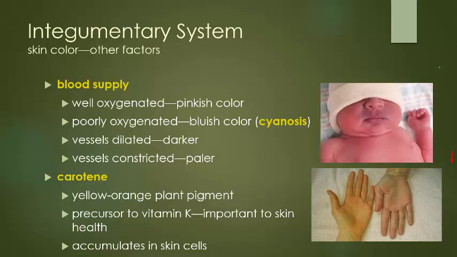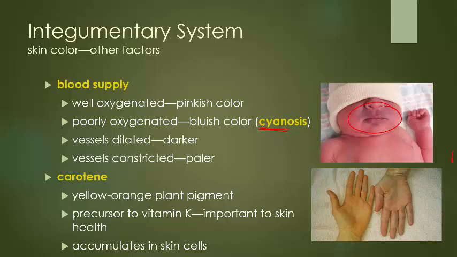If the blood that is going through those capillaries is poorly oxygenated, then that can give a kind of bluish color. Here we have a picture of a little baby who is experiencing cyanosis, and you can see the bluish colors around the lips especially. That's one place that we can look and see cyanosis very clearly. That term cyan, that's the color blue. Cyan means blue.